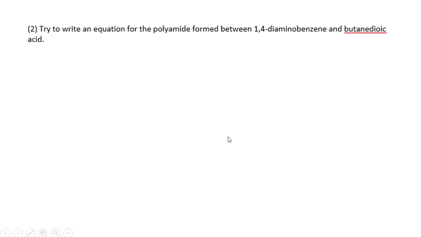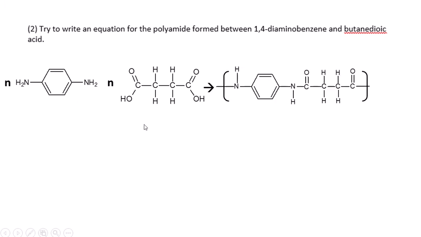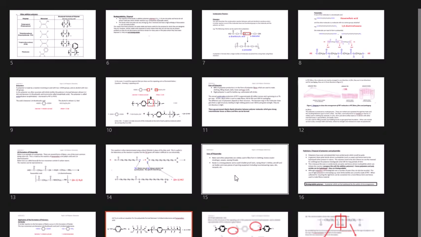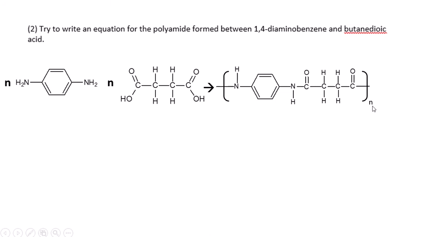The diaminobenzene and butanedioic acid. Diaminobenzene would be that, so benzene with two amine groups. Butanedioic acid is 4 carbons with 2 acid groups at either end, N of those. And then when we draw the repeating unit, we take off the hydrogen of the amine, benzene ring, the hydrogen of the amine group against the NH, C double bond O with the OH removed, 2 carbons, then C double bond O with the OH removed. And again, that's repeated N times, and we get 2N minus 1 water.